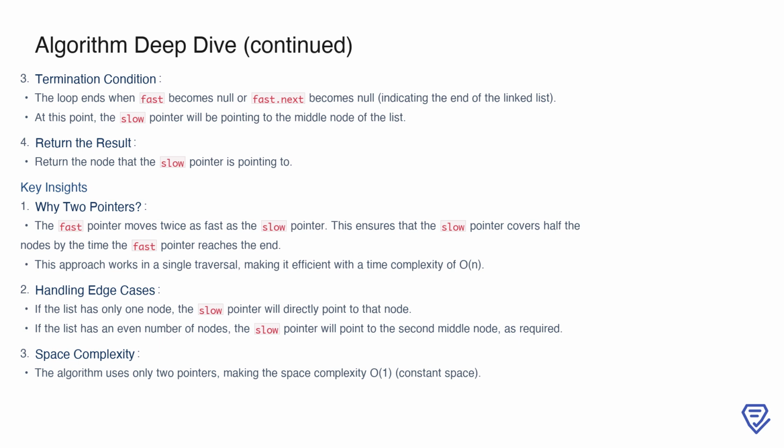When handling edge cases, this method works seamlessly. For instance, if the list contains only one node, the slow pointer will directly point to that node. If the list has an even number of nodes, the slow pointer will point to the second middle node, as specified in the problem statement.